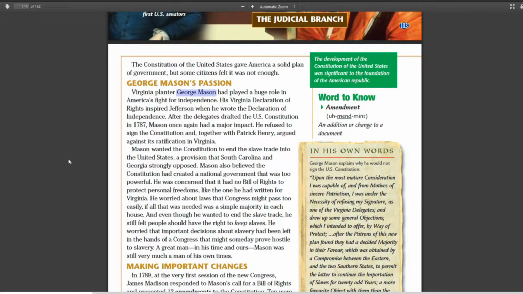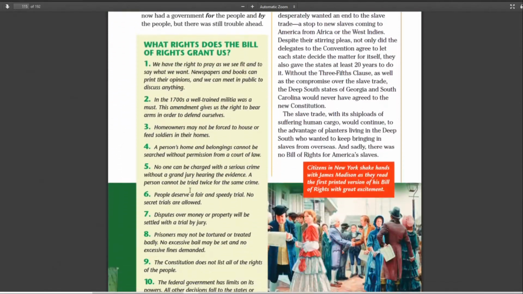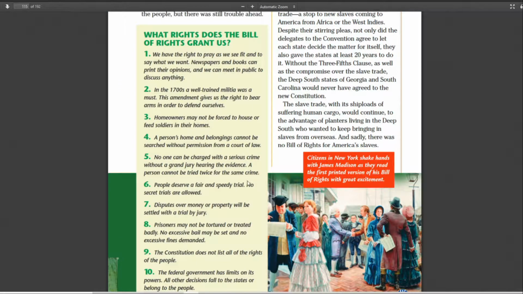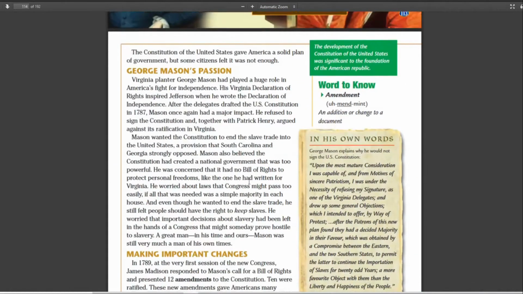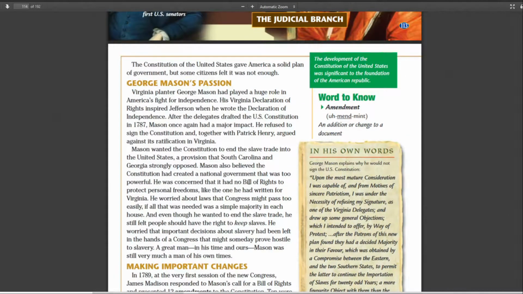Today's video, we're going to be talking about the Bill of Rights. The Bill of Rights are the first 10 amendments to the Constitution. The Bill of Rights were introduced after the Constitution was ratified, and it was very important to many Americans like George Mason, who actually did not support the Constitution.